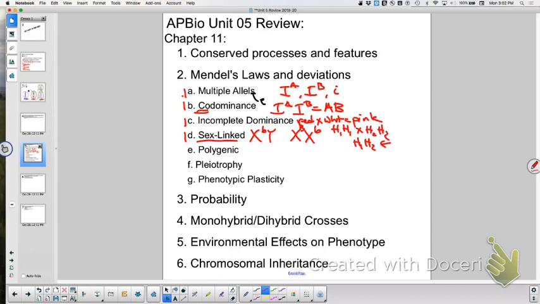So dominance, you can deviate. What about polygenic? Are they still segregating? Yes. Are there exceptions to the law of segregation? No, not without failure. Okay.